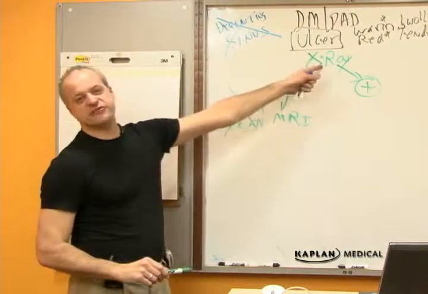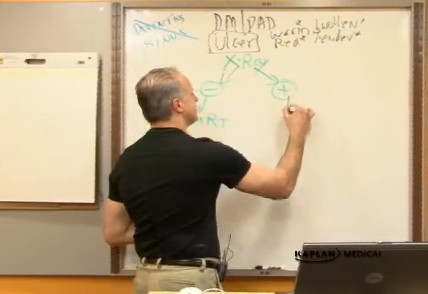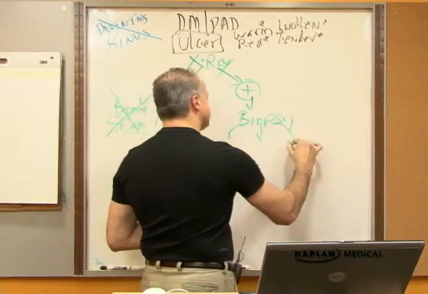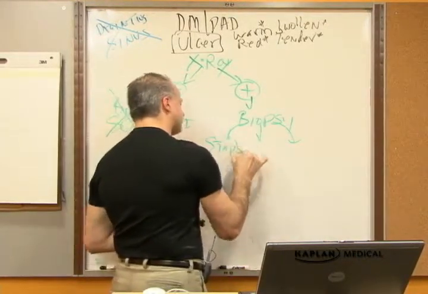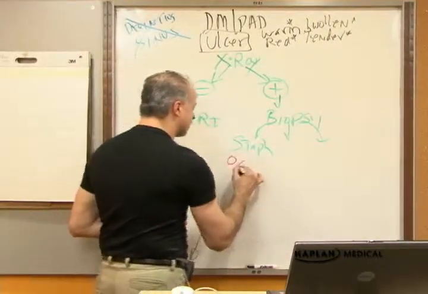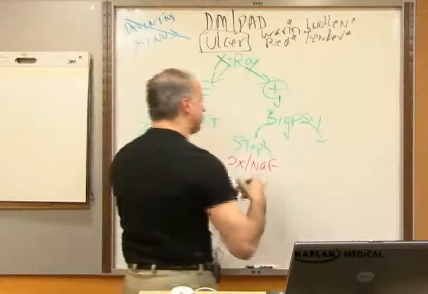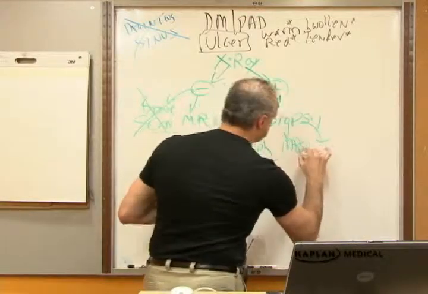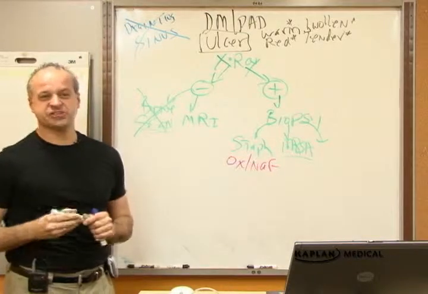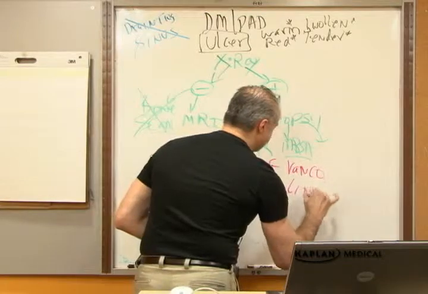MRI. X-ray first, X-ray negative, get an MRI. X-ray first, if the X-ray is positive, get a biopsy. You need to have that biopsy because if it is a sensitive Staph aureus, guess what the treatment is? Oxacillin, cloxacillin, dicloxacillin. If it is MRSA, methicillin-resistant Staph aureus, you would need vancomycin, or linezolid, or daptomycin.